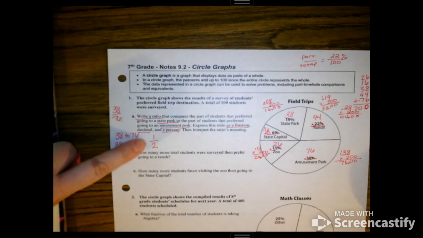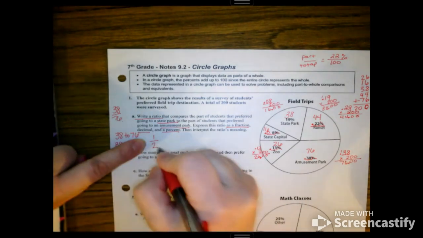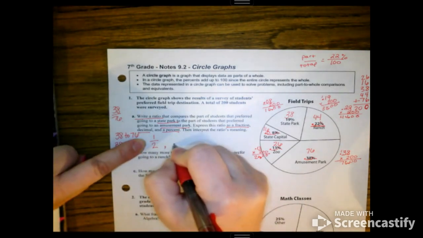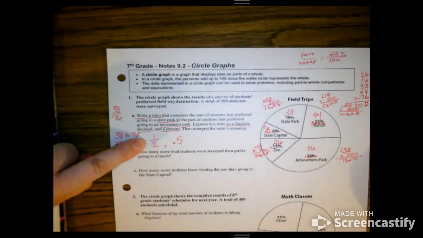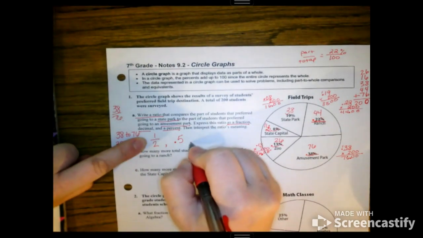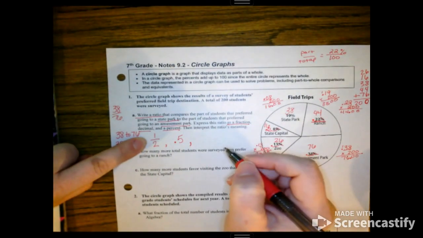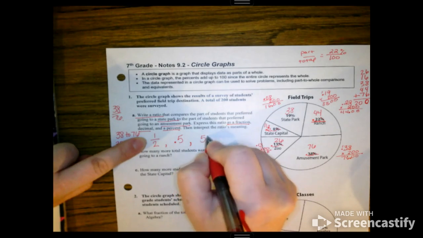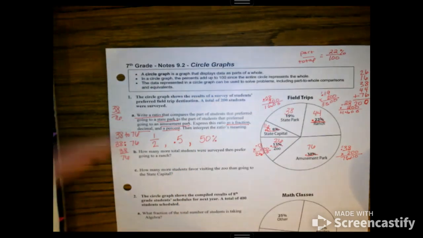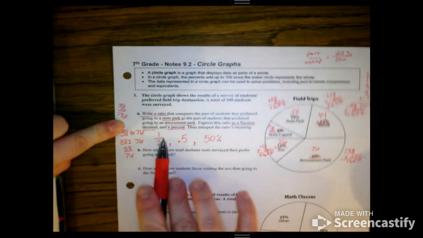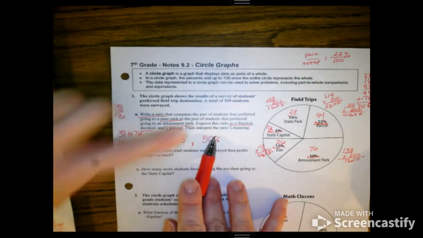Okay, this makes it super easy to write it as a decimal. What is 1/2 as a decimal? 0.5, 0.50. Okay, what is that as a percent? 50%. And that's it. We did our ratio, we did our fraction, we did our decimal, we did our percent.